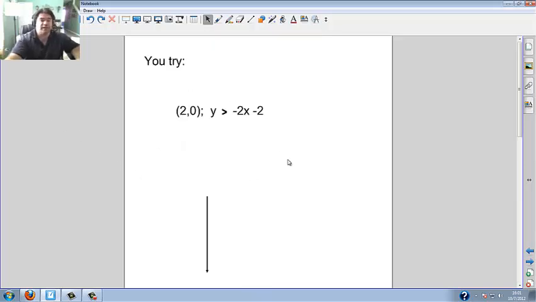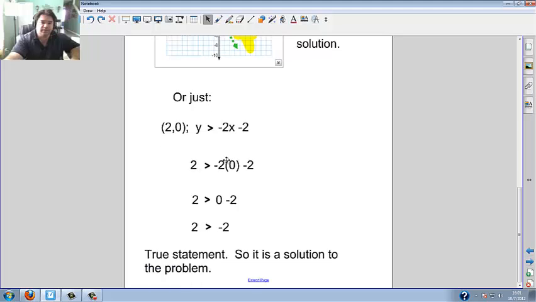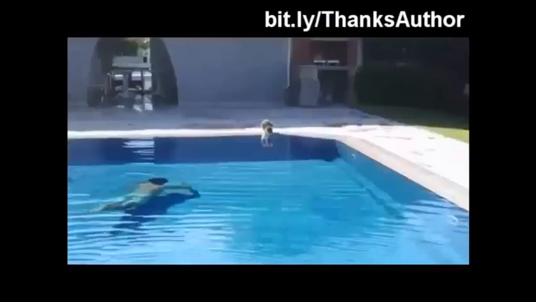You try, go ahead. You could either just stick it in or graph. I did both. I went ahead and did this. See how it easily fits inside here. Or if you plug it in, it becomes 2 is greater than negative 2. True statement, so it is a solution to the problem.